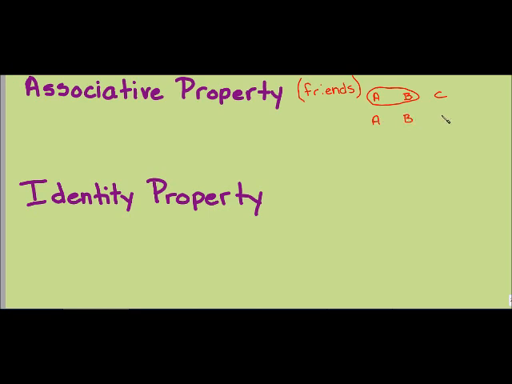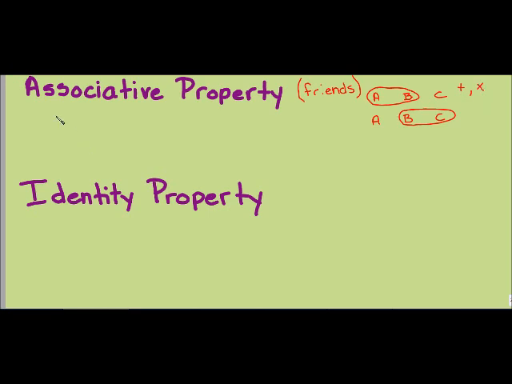On Tuesday, I come into school. I'm mad at group A. So I'm going to associate with B and C. I'm not going to associate with A. Take note. I circled who I'm associating with. I never changed the position of the letters. They still go A, B, C, and A, B, C. Once again, this only works for addition and multiplication.